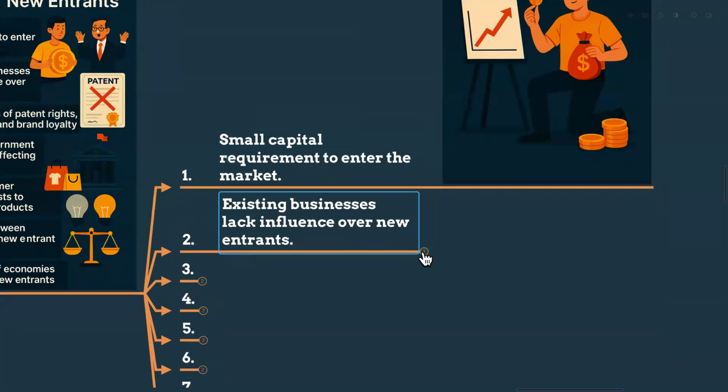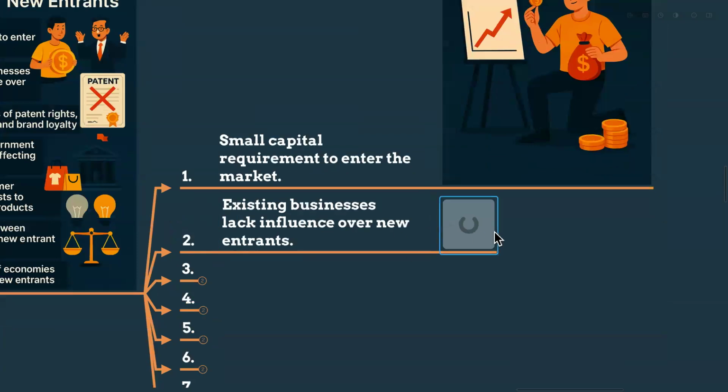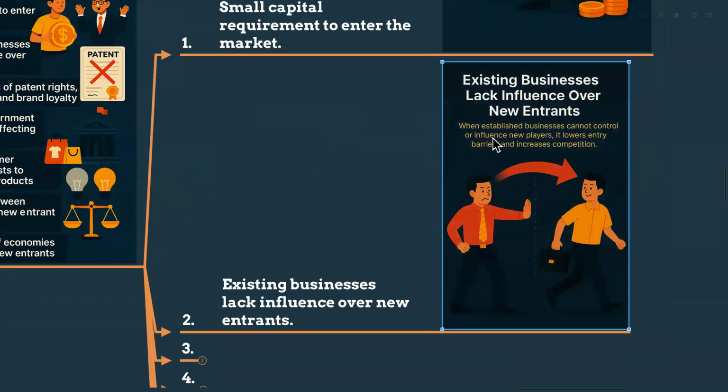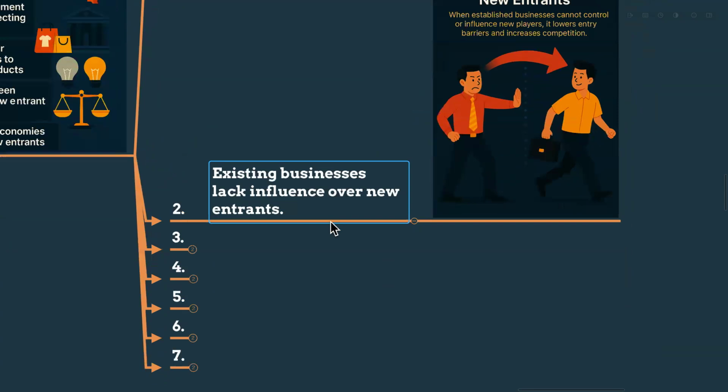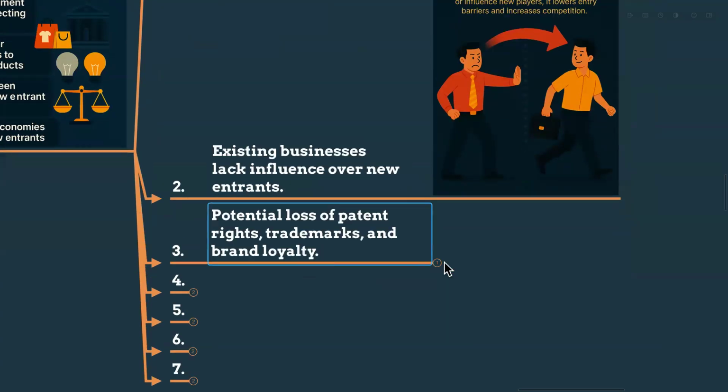And existing businesses lack influence over the new entrants. So if established businesses have already built a good education system but cannot control the influence of the new players, it lowers the entry barriers and it will increase the competition, right? That's the second thing. Existing businesses lack influence, they can't stop the newcomers, they don't have the influence with the people.